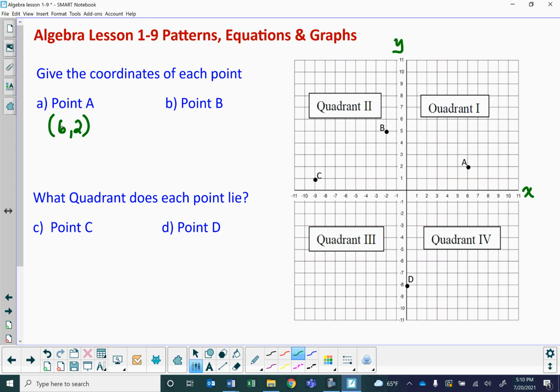You don't go up and down first, you go right and left first. So point B, again, you start at your origin. Point B is 2 units to the left and 1, 2, 3, 4, 5 units up. So it's (-2, 5).